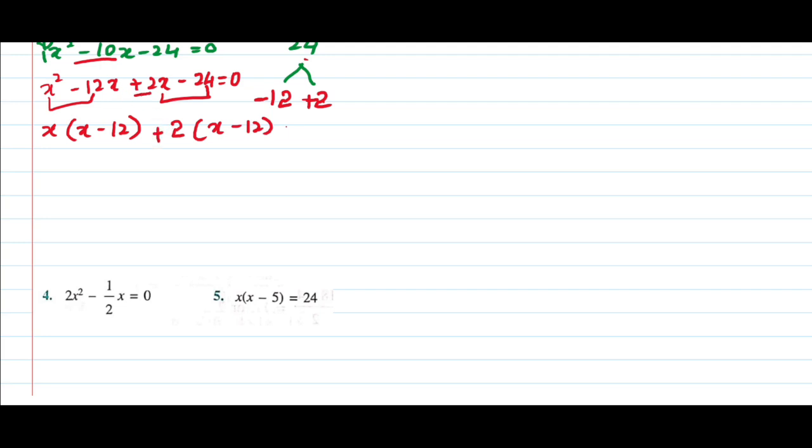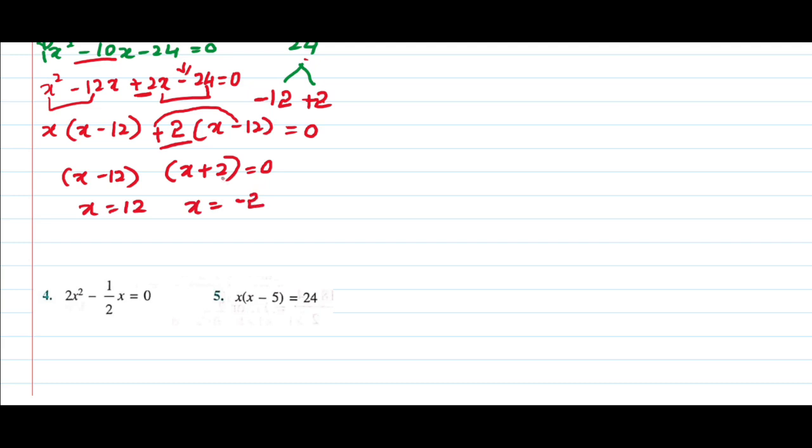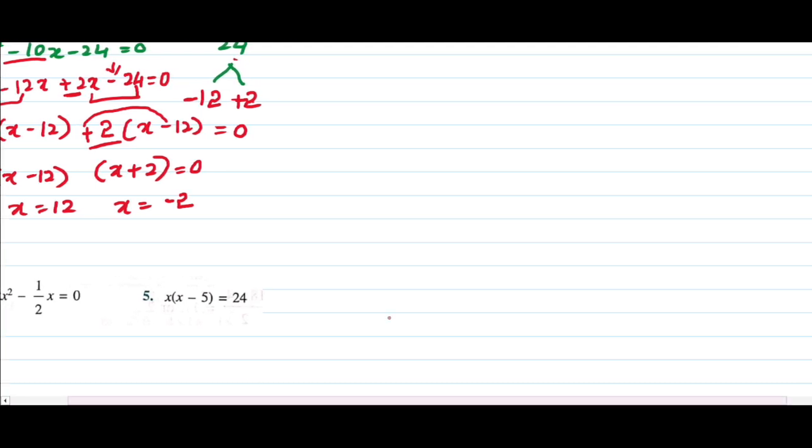So here we will write plus 2. Why? Because this is plus 2, right? And plus of minus, here we will get minus, which equals 0. So we write x minus 12 and x plus 2 equals 0. That is, x equals 12 and x equals minus 2. So after the factorizing method, we get the values of x as 12 or minus 2. I hope the second question is clear for everyone.